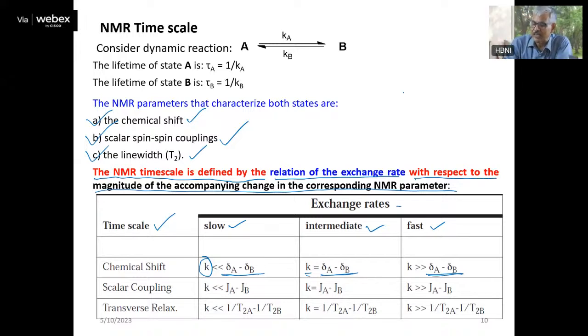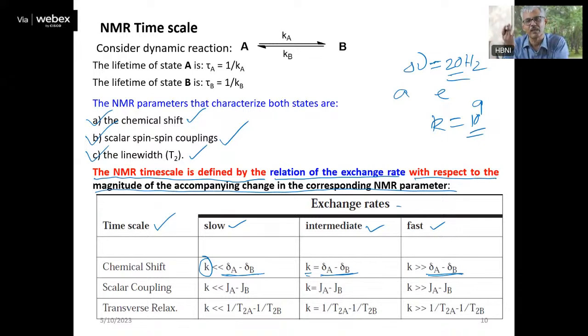See, if you look at the axial and equatorial protons of cyclohexane, you will see that delta nu is about, let us say, 20 hertz, whereas the k is 10 to the power 9. So if you compare this 20 and 10 to the power 9, it's very fast. That's why normally you see the axial and equatorial protons of cyclohexane as a single peak. But if you reduce this conformational change rate, you will see that they are coming separately.